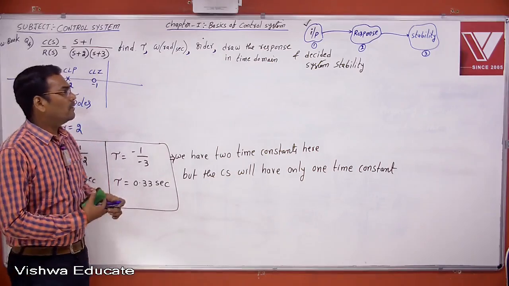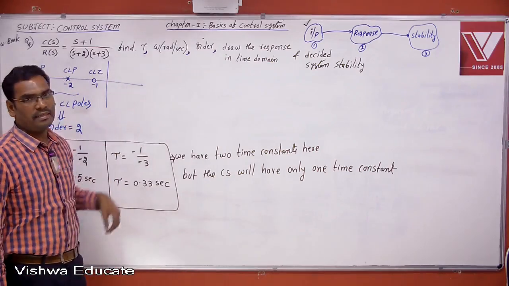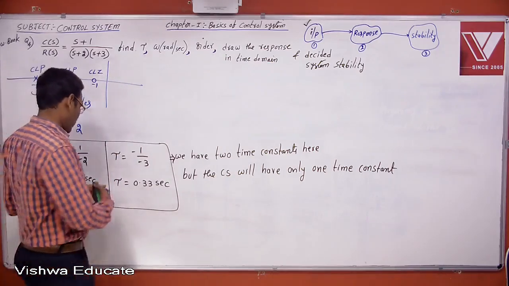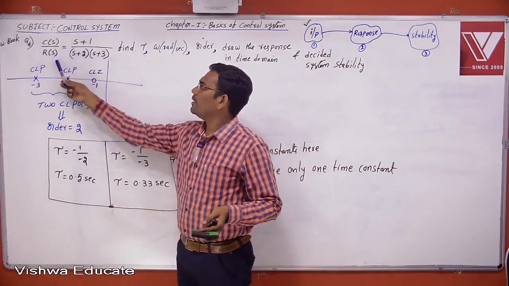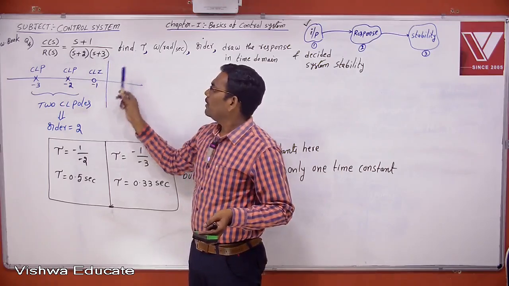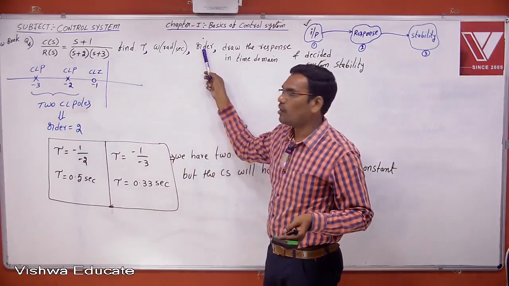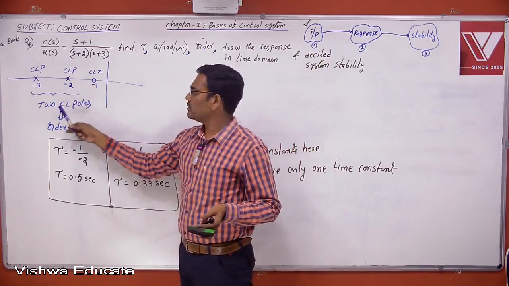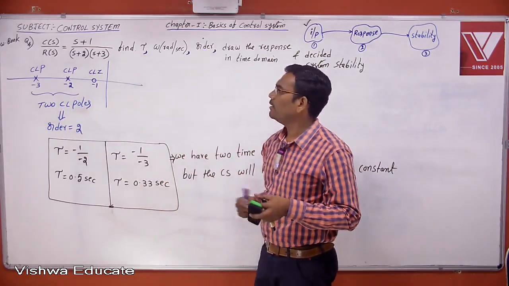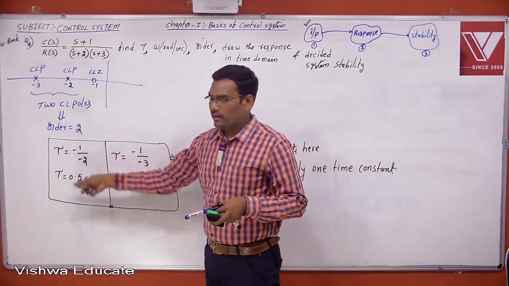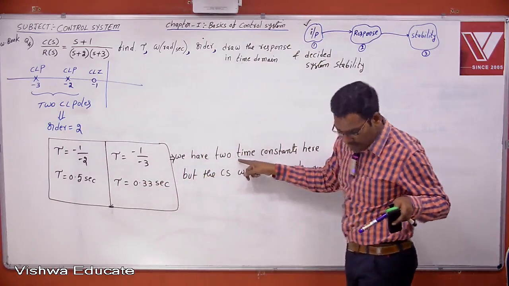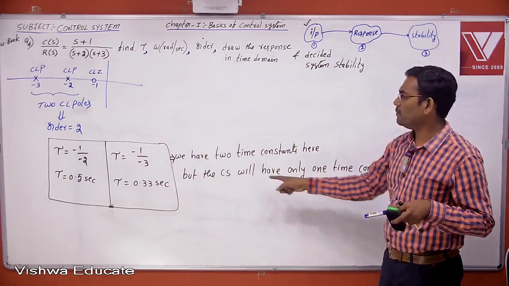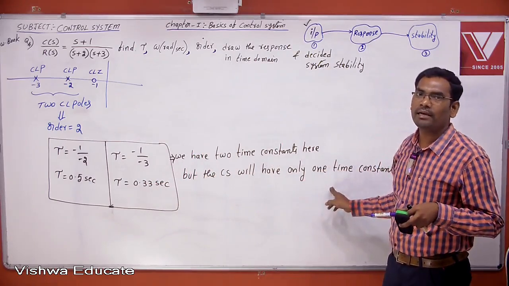Okay, continuing the previous session's question. Now this is C of s by R of s equal to this one, and we already found the order. There are two closed loop poles, therefore order equals 2. And here, which we already covered, there are two time constants coming, but the control system will have only one time constant.